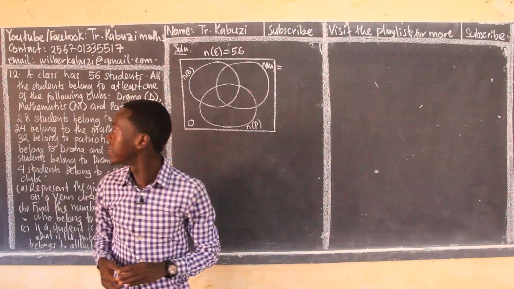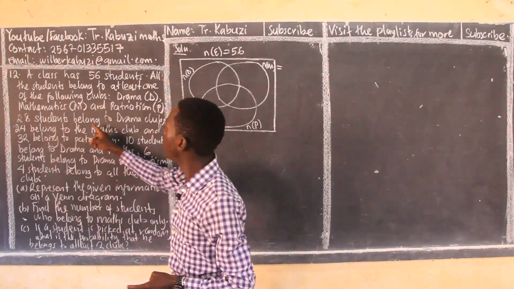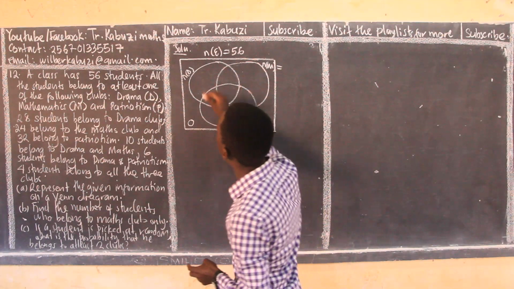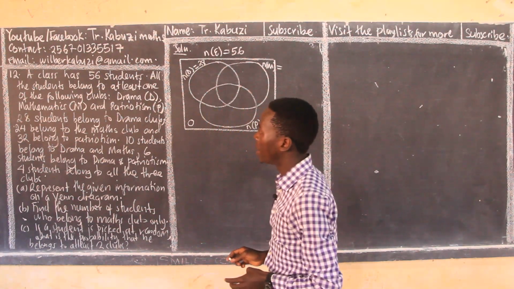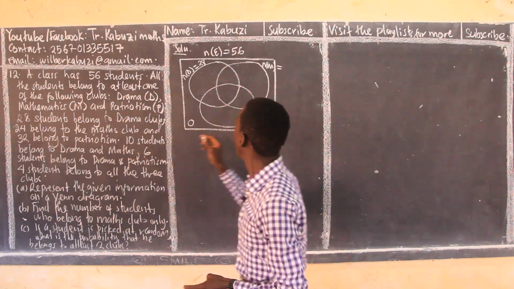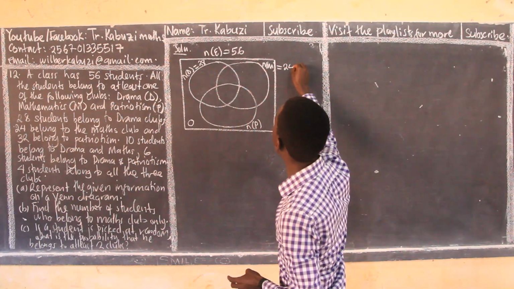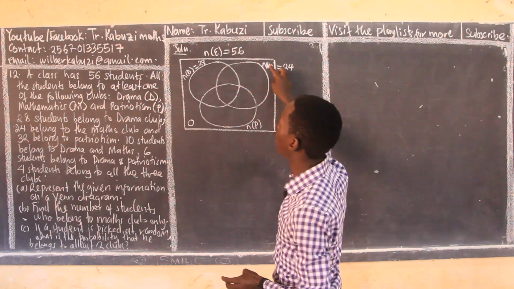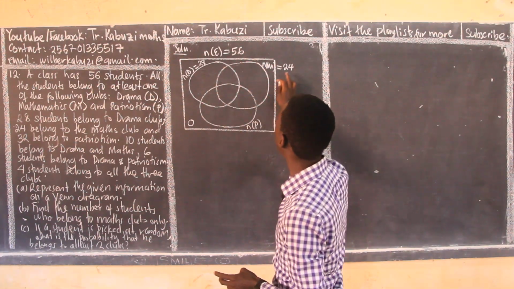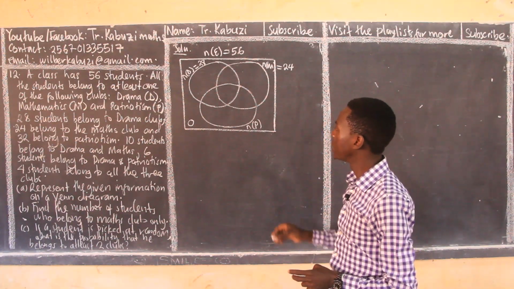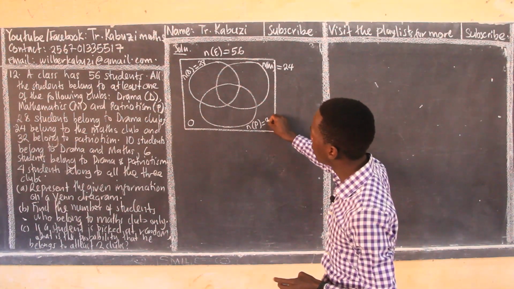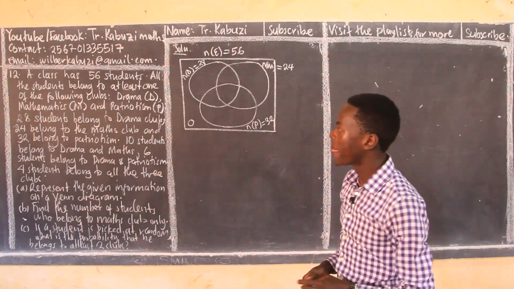Then they are telling us that 28 students belong to drama, so the number of students doing drama is 28. Then they continue to say 24 belong to the math club. So the number in the math club, now I'm putting this on my Venn diagram, is that. And then 32 belong to patriotism, so these ones are 32 students.